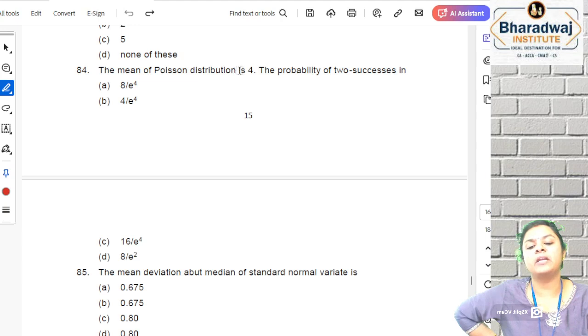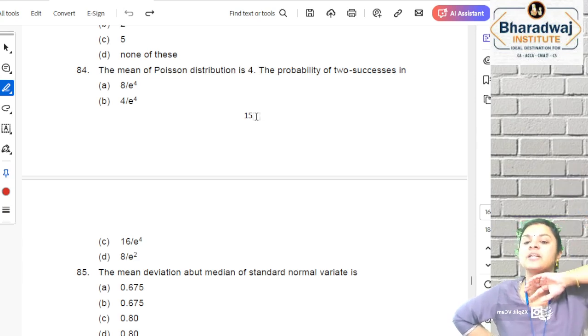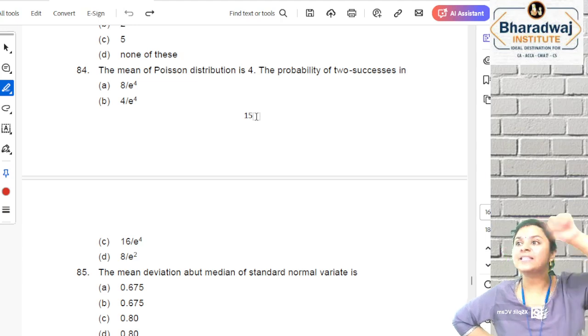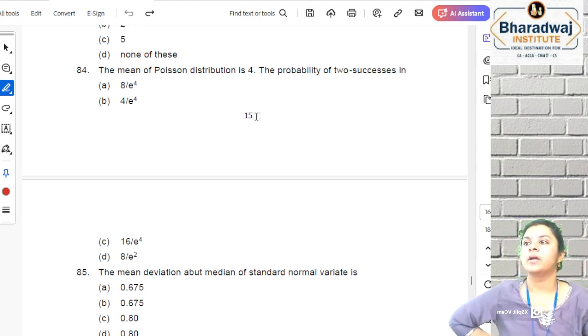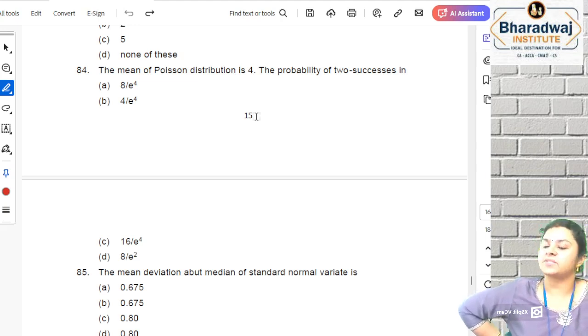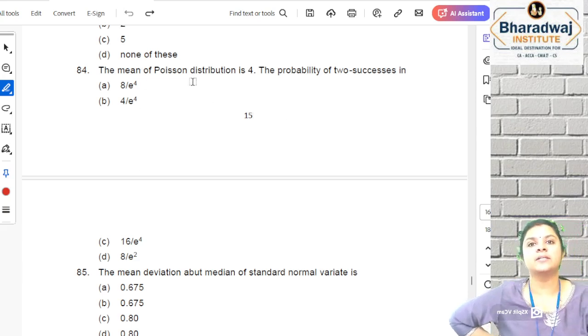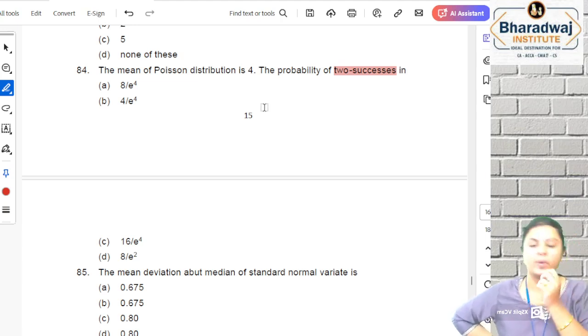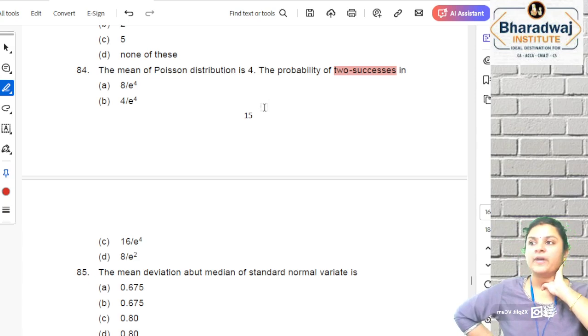Next, mean of a Poisson distribution. So what is the symbol for mean in a Poisson distribution? M. M is equal to 4. Probability of two successes. Two successes means what? X is equal to 2. M is equal to 4. So what is the formula? E power minus m into m power x divided by x factorial. Just apply, you will get the answer. So e power minus 4 into m power x, 4 square, 16 by 2 factorial, 16 by 2, 8. So 8 divided by e power 4.